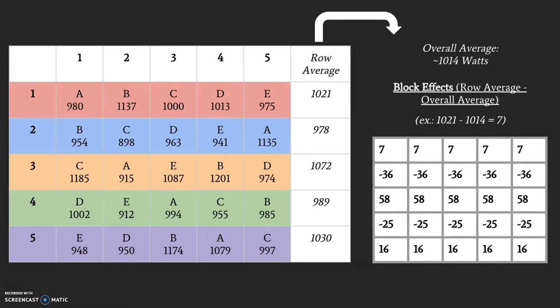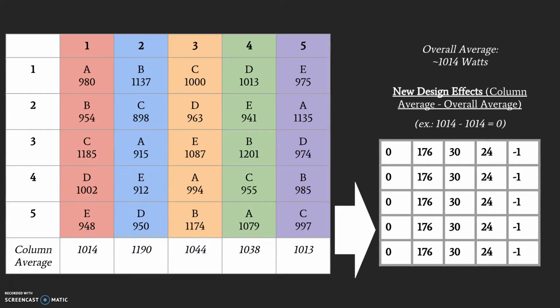The next step is to find the block effects, which can be done by subtracting the overall average from each row's average. We then need to find the new design effects, which is done by subtracting the overall average from each column's average.